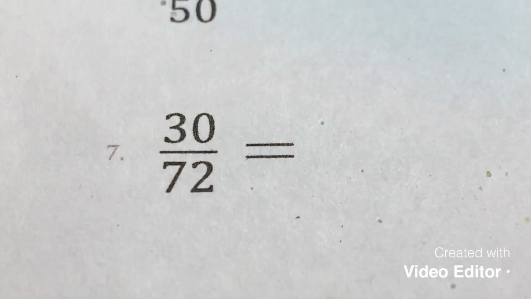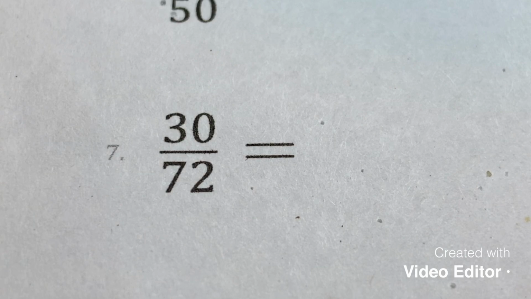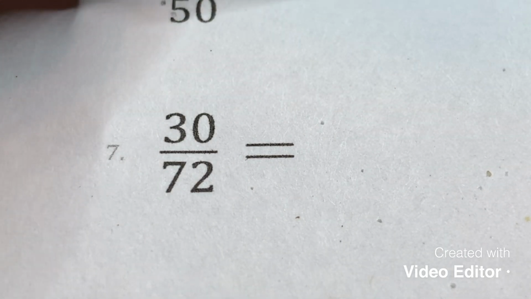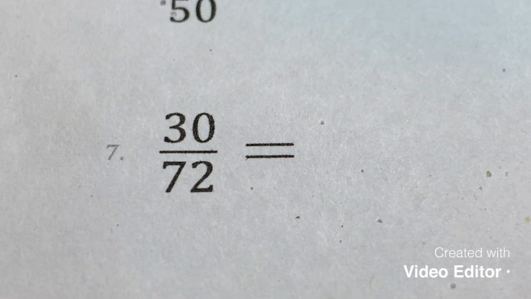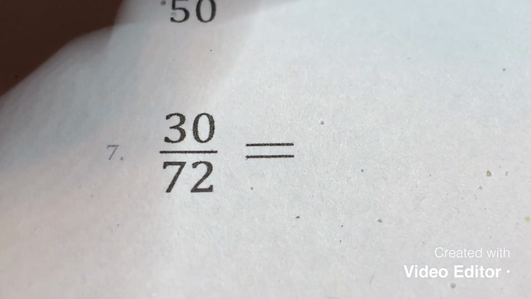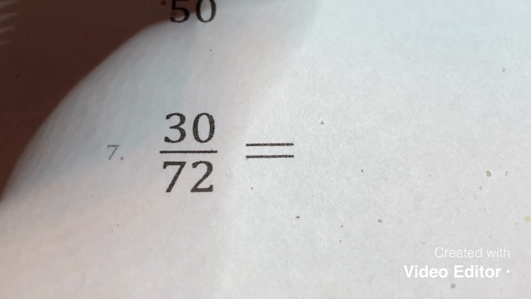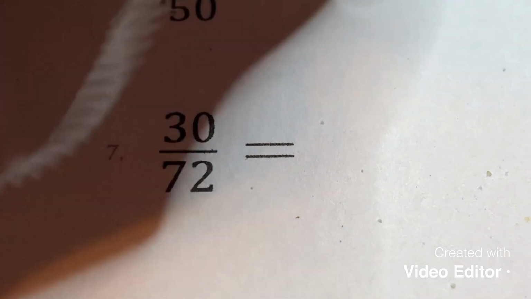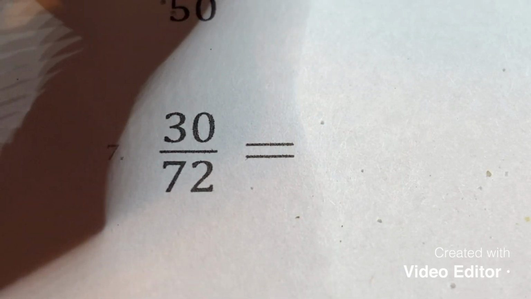Now, can we divide these by the same number? I got a 5 and I got a 50. If something is divisible by 5, then the number needs to end in a 5 or in a 0. Does this end in a 5? Yeah. Does this 50 end in a 0? Yep. So we know that 5 and 50 can be divided by 5.